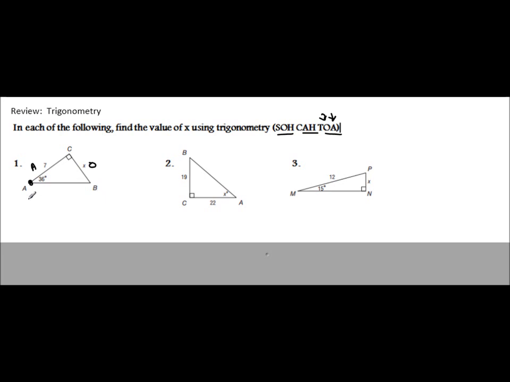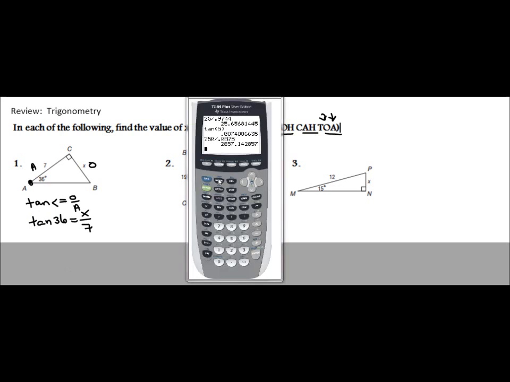So we set up the equation. Tangent of an angle is equal to the opposite side over the adjacent side. So tangent of my angle measure, which is 36, equals the opposite side, which is x, over the adjacent side, which is 7. I'm going to calculate the value of tangent of 36, and we just want to make sure that we are in degree mode in our calculators.